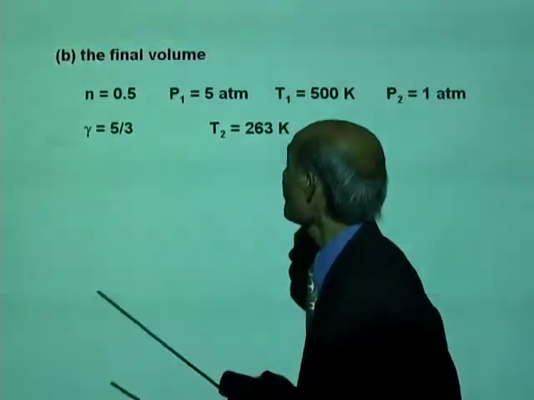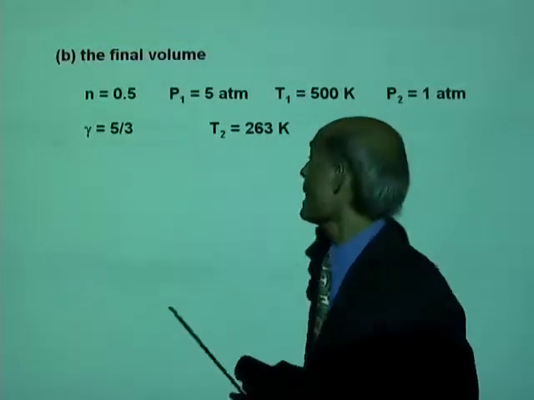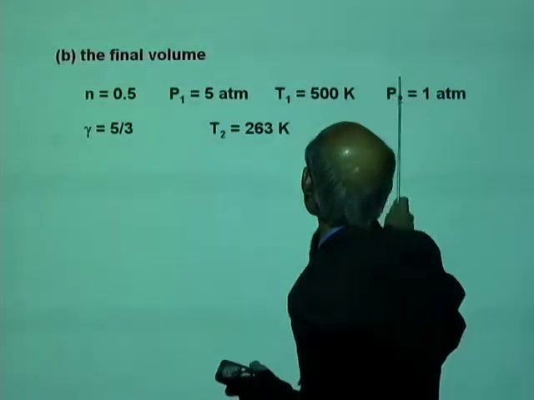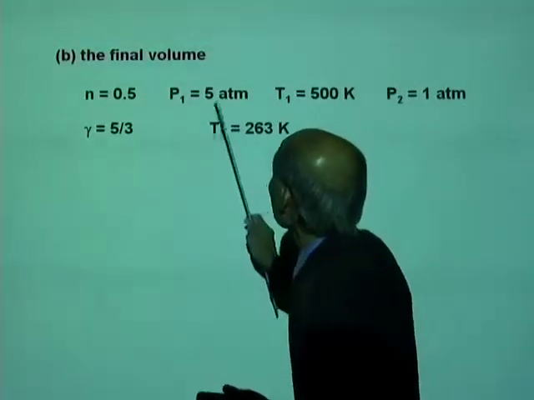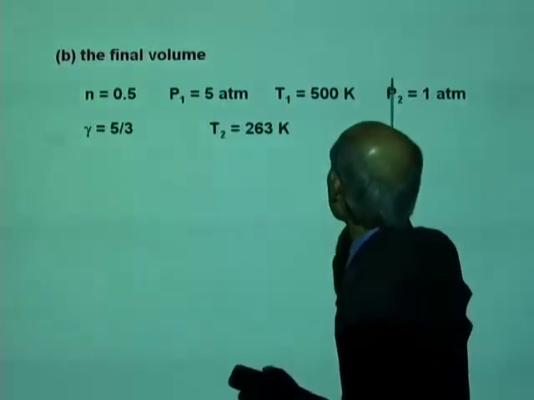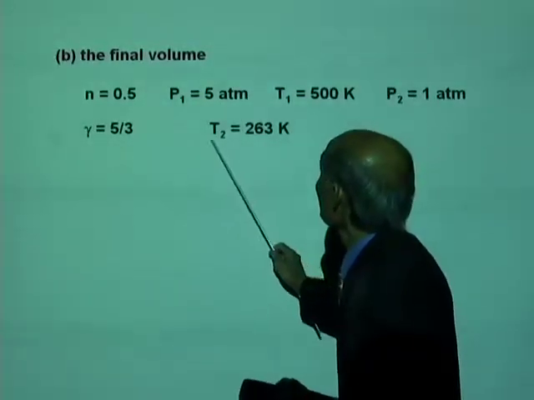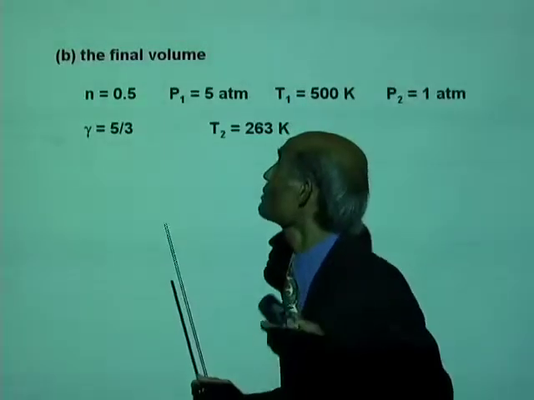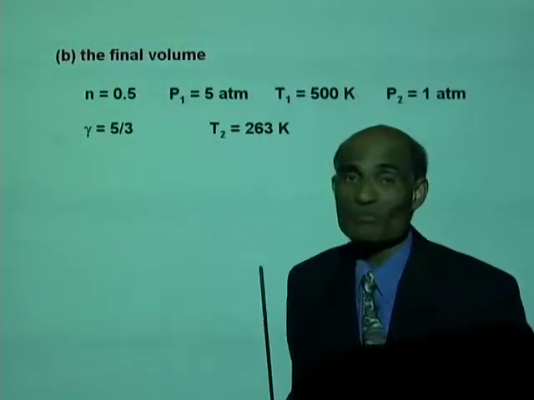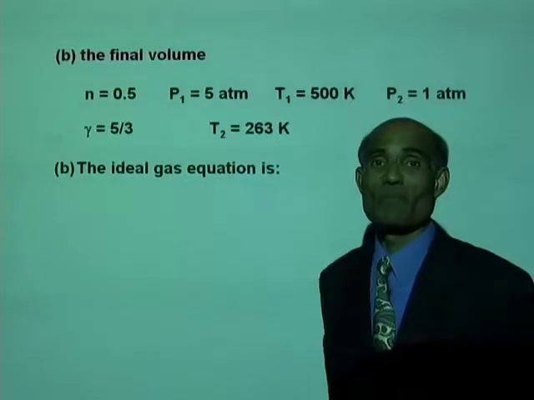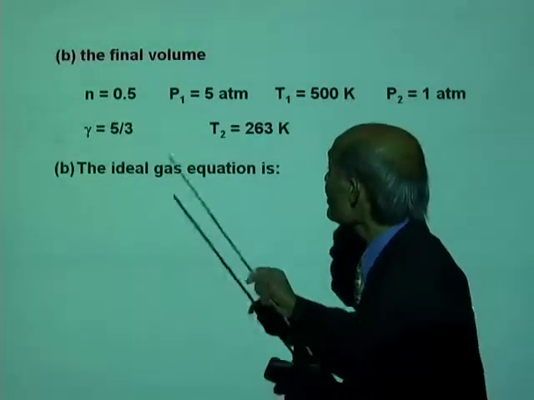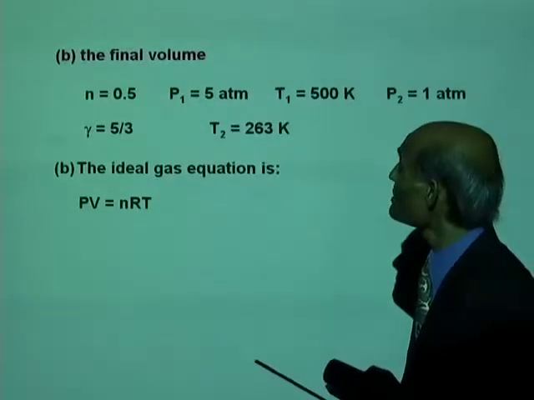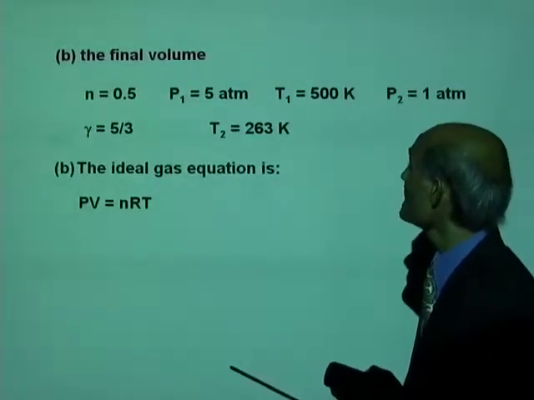Find the final volume. Well, we have the final temperature now, the final pressure, we have the initial pressure, the initial temperature. We want to find the final volume. What will we do? The ideal gas equation is PV equal to nRT.